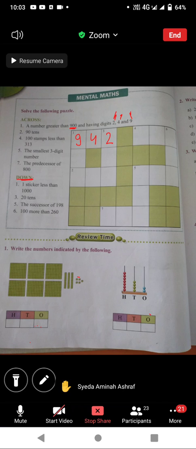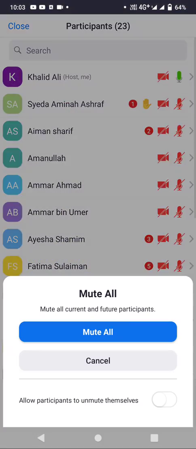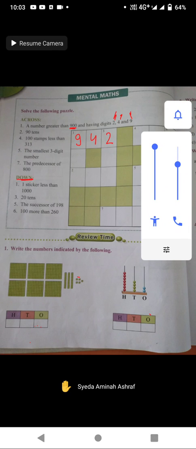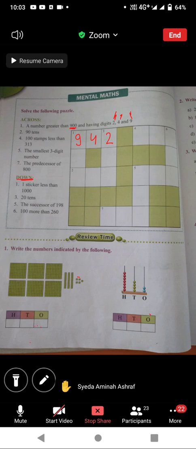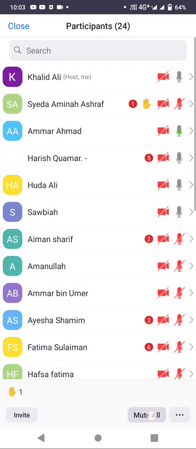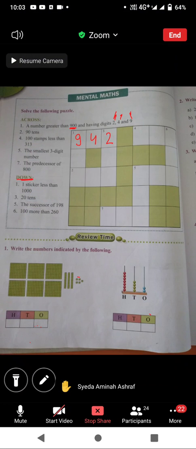The second one is 90 tens. So can anyone tell what is 90 tens? 90 tens is equal to how much? In the beginning of this chapter, we have learned how to read and write counting in hundreds. I told you that 10 tens equals 100, 20 tens equals 200, 30 tens equals 300. Like this, 90 tens equals 900.